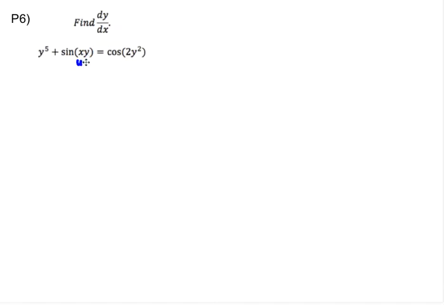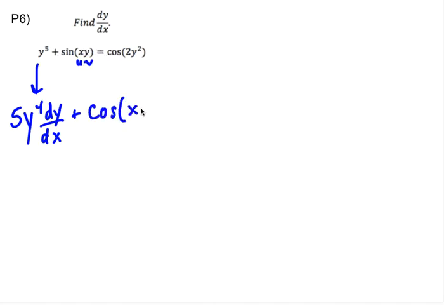Inside my sine, there's going to be a product, right? So when I differentiate my y to the 5th, I'm going to get 5y to the 4th, but I just differentiated y stuff, so I'm going to write a dy/dx, right? Plus, now I'm going to differentiate sine of xy. Well, the derivative of sine is cosine of the stuff, right? But I have to multiply by the derivative of the stuff, and this is going to be that product, right?